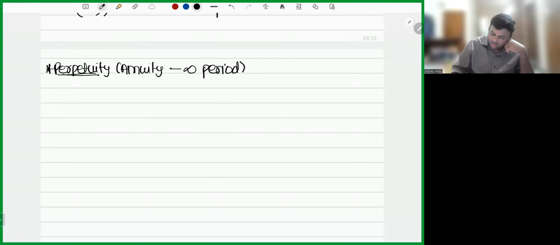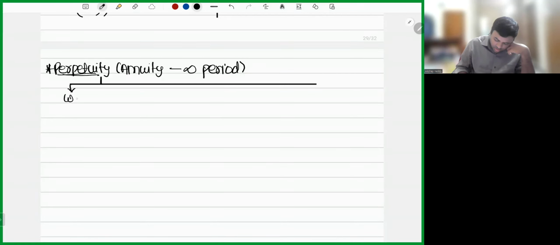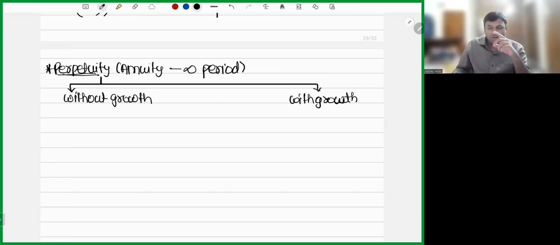Simple. So how many types of perpetuities do you have? In our syllabus you have 2 types of perpetuity: without growth and with growth. Sir, what is without growth and what is with growth? Without growth means the amount you receive every year will not grow. It will remain fixed. With growth means the amount you receive every year will grow.